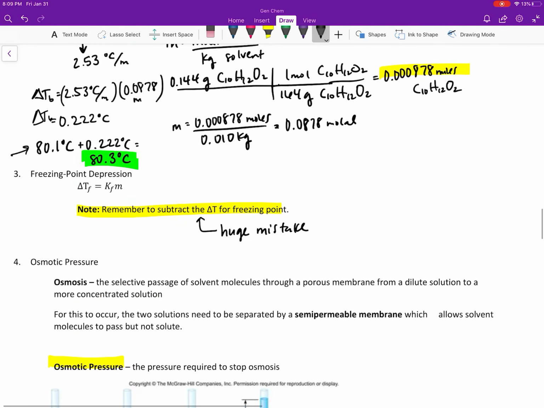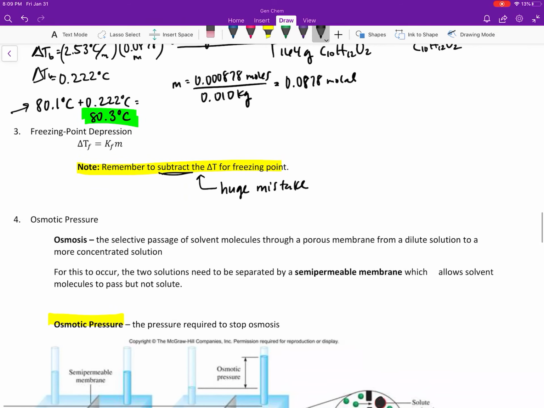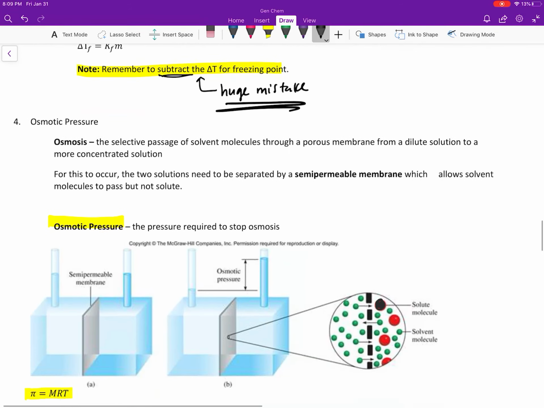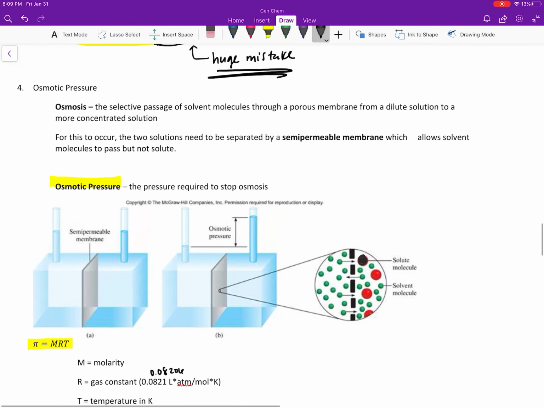Freezing point is the same, except we need to subtract it and not add it. And I said this is a big mistake that students make, so make sure you don't make that mistake.